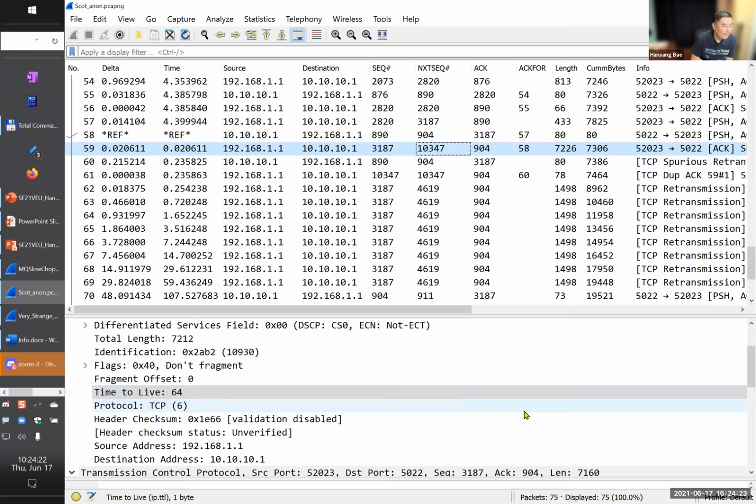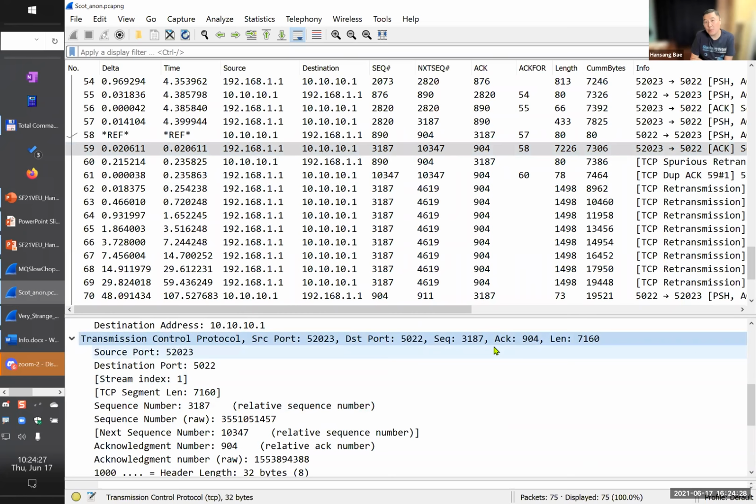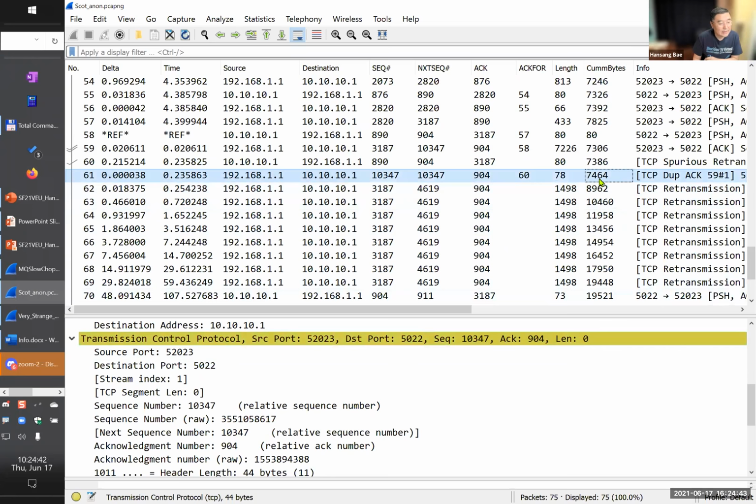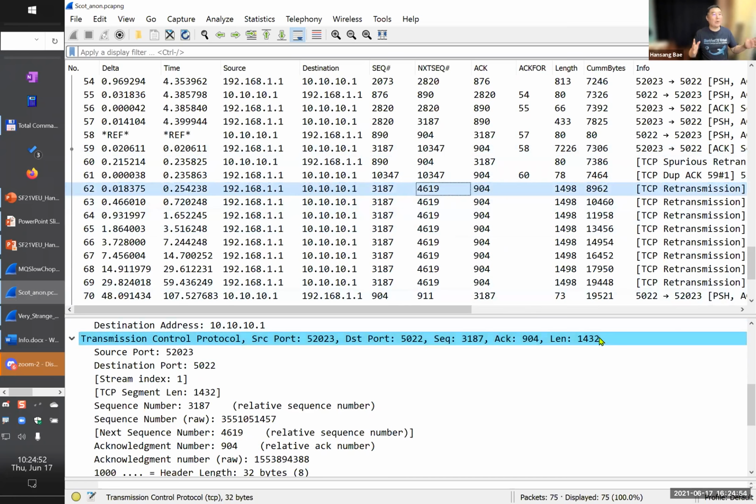Okay, and so maybe path MTU kicks in and says, hey, packet too large, you need to fragment, but you don't have the don't fragment bit set. So adjust your MTU size, please. Could that have happened? Well, if I come down to here, it chops the 7,000 byte packet. Instead of sending the full 7,000 byte packet, he comes down to here and cranks it all the way down to 1432. So we have empirical evidence that this 192.168 guy got the notification saying, hey, 7,000 is too large.